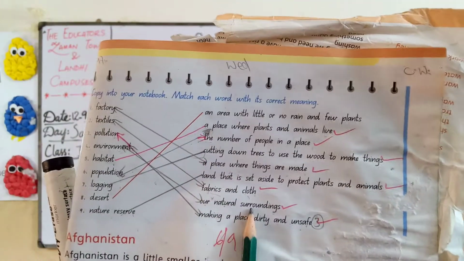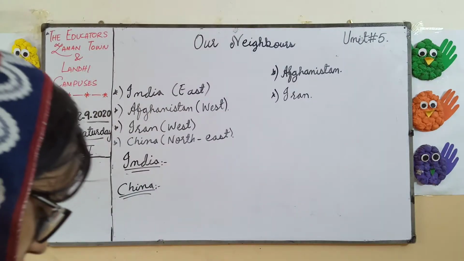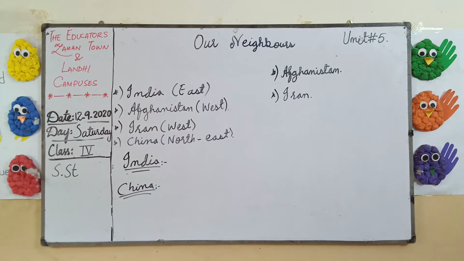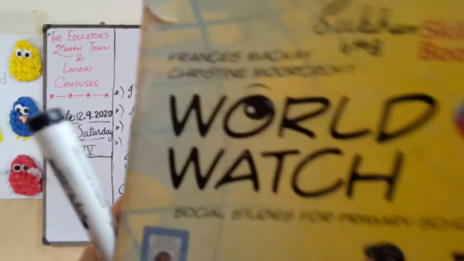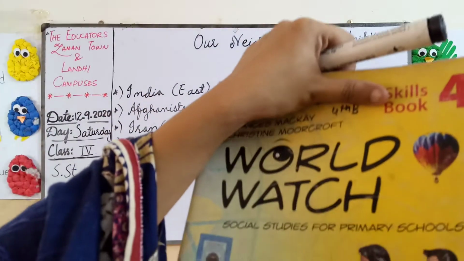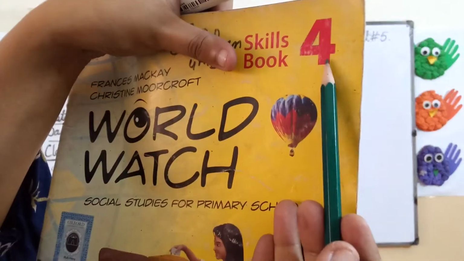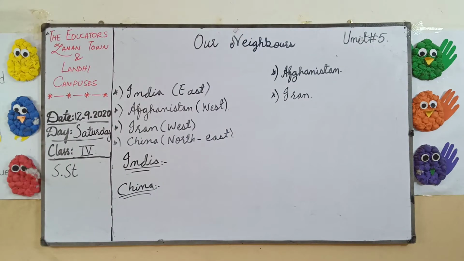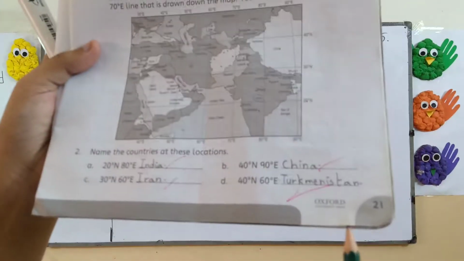You will do it in the book. This is your bookwork, and after this we have the skill bookwork. This is your skill book. World Watch Skills Book 4. Now open the page number 21. This one, this is a bookwork.